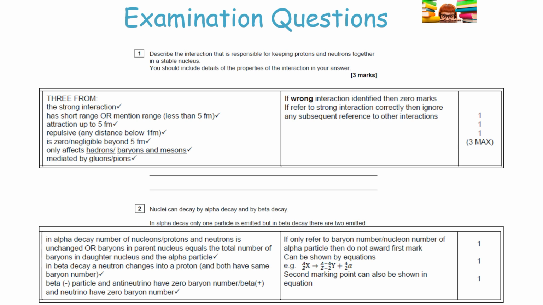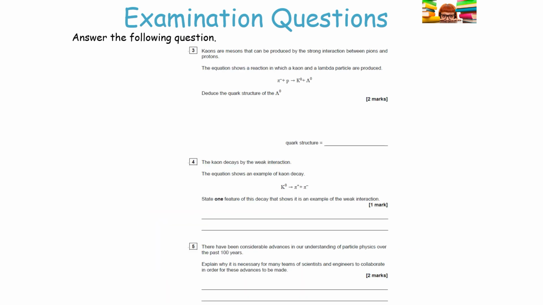Now in beta decay, a neutron turns to a proton. Now they've both got a baryon number of 1, which indicates that the baryon number remains constant, but beta decay also produces a beta minus particle and an antineutrino. Or if you're considering the beta plus decay, you would have the beta plus particle, the positron, and the neutrino produced. Now, all these particles are leptons, so therefore they have 0 baryon number, indicating baryon number will be conserved. Let's have a look at our next question.